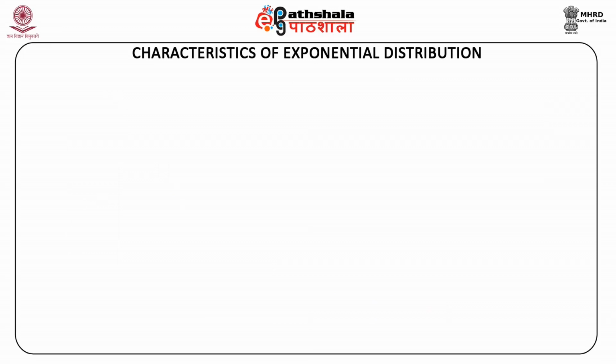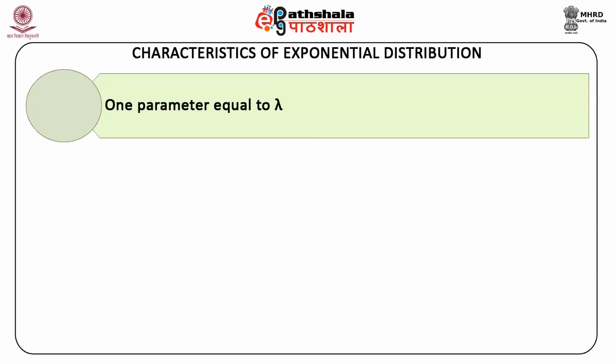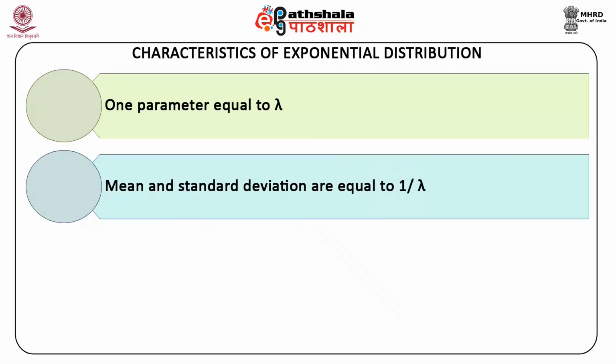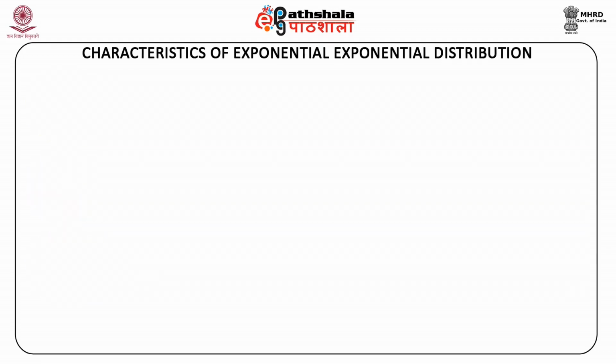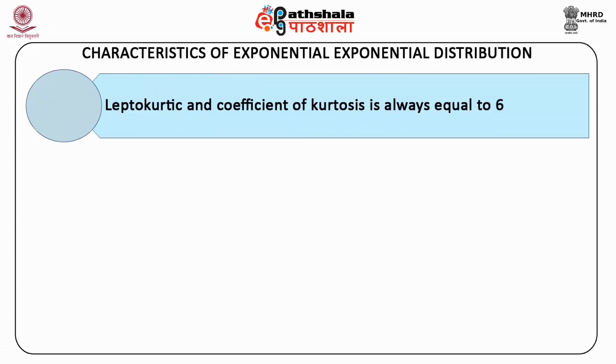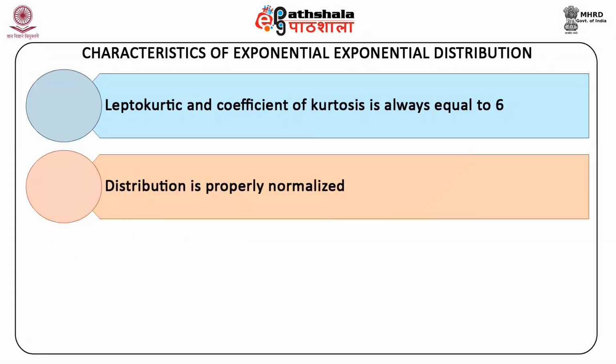Let us now look at the characteristics of the exponential distribution. The exponential distribution has one parameter, lambda. Also, in this distribution, both the mean and standard deviation are equal to 1 upon lambda. Another important feature of the exponential distribution is that it is always positively skewed, with its skewness value always equal to 2. Also, the exponential distribution is leptokurtic and the coefficient of kurtosis is always equal to 6. This distribution is properly normalized.